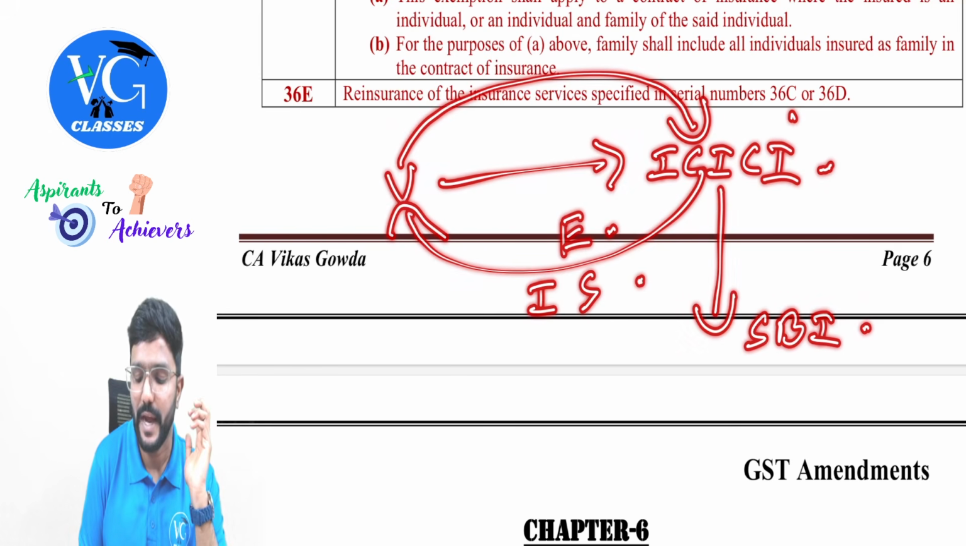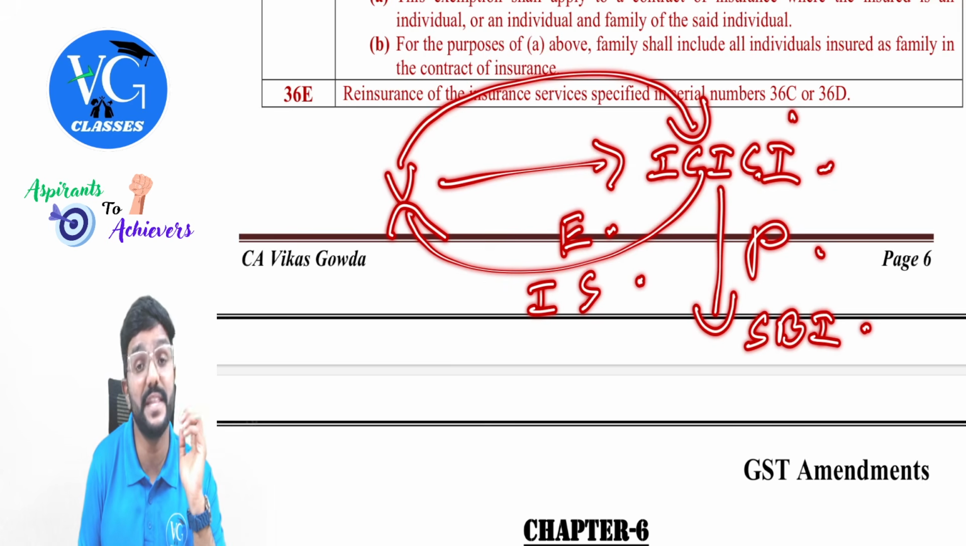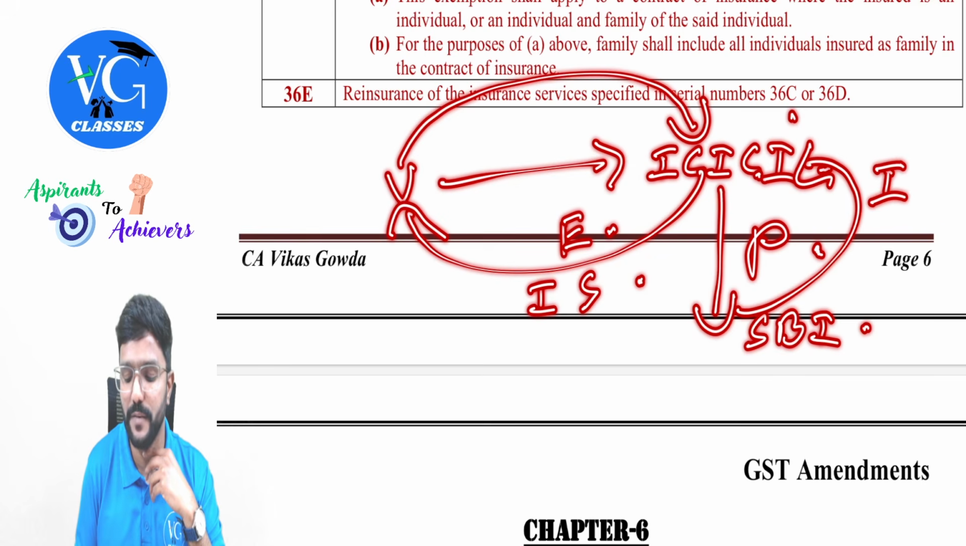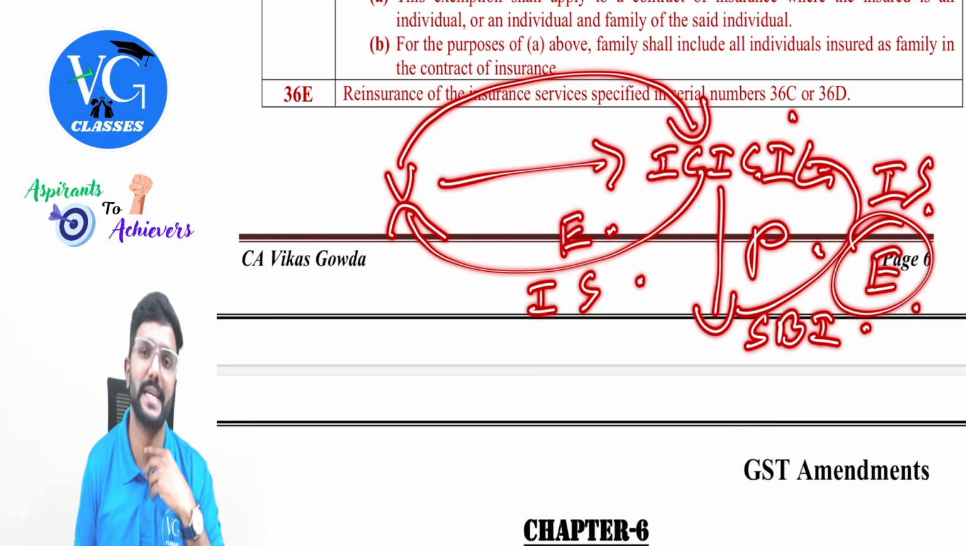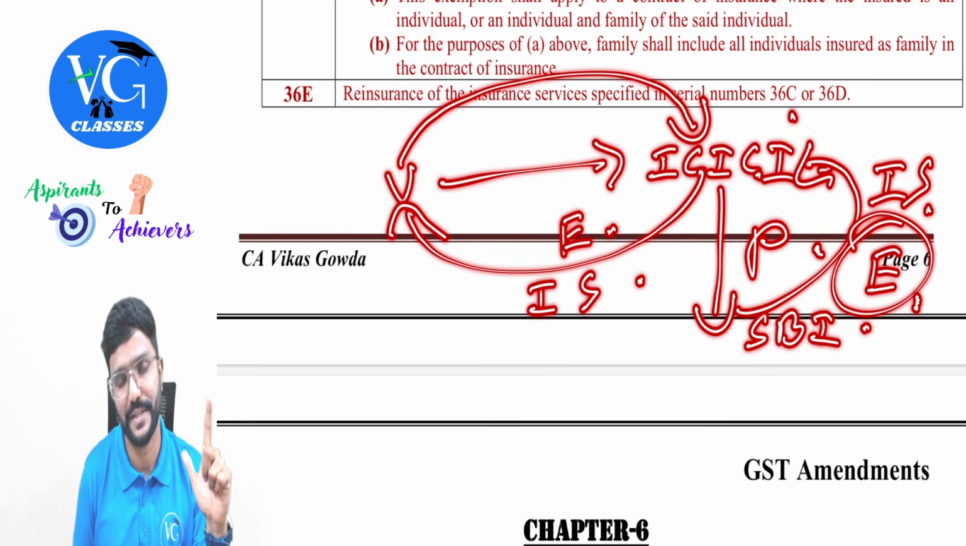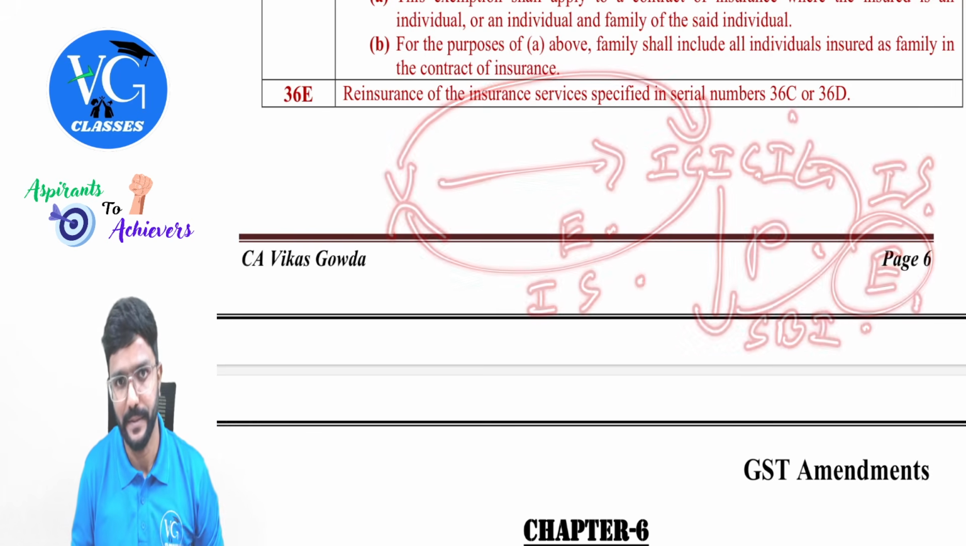Now same way, ICICI will share a premium with SBI because they are passing on a part of the risk to SBI. In that case, SBI also is providing insurance services to whom? ICICI. Is that also exempt? Yes, guys. Even the reinsurance services are also exempt under GST with respect to health insurance and life insurance. Hope you got it. Clear?